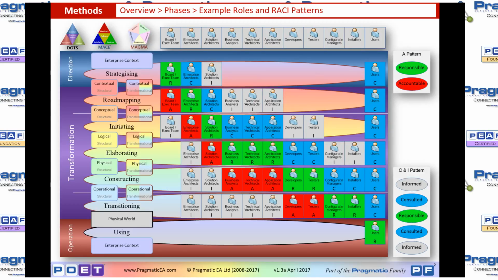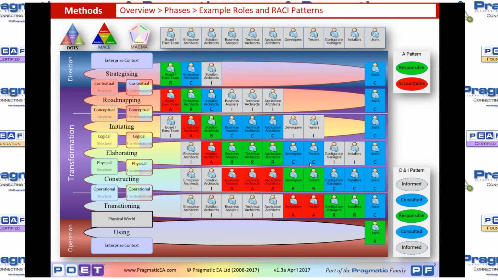So if somebody says to you, where does an enterprise architect work? Well, the enterprise architect works in all phases, but he does different things in different phases. He's consulted and he's a facilitator when we're doing the strategy. He's responsible for doing the work when we're doing the road mapping. He's accountable for solution architecture work that's going on in projects, and then he gets informed as to the detailed work that goes on in projects. Solution architects are responsible for doing the solution architecture, but solution architects are consulted when the enterprise architect is doing the enterprise architecture.